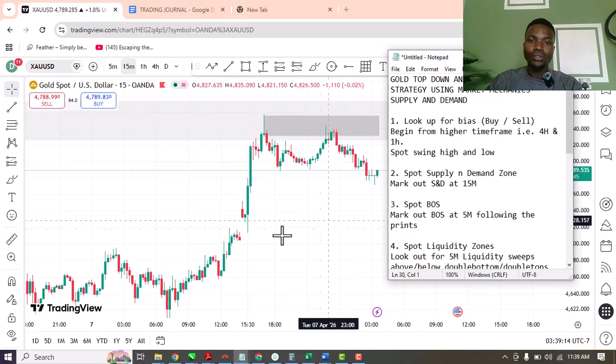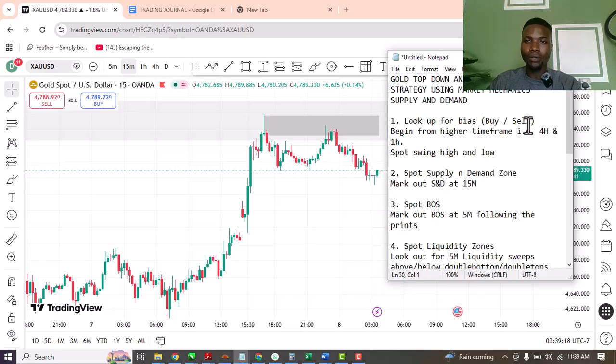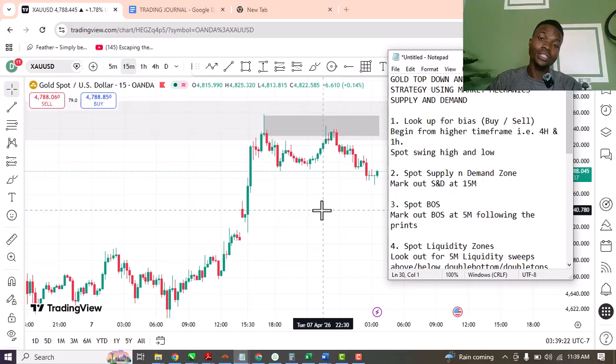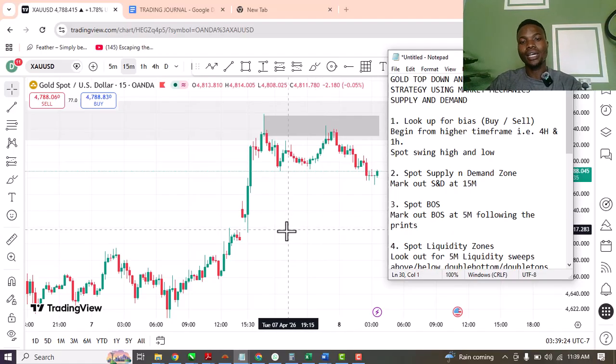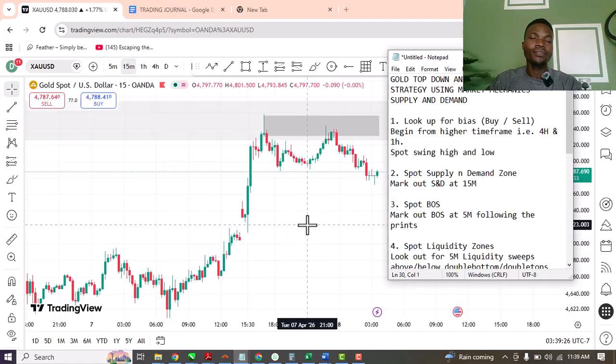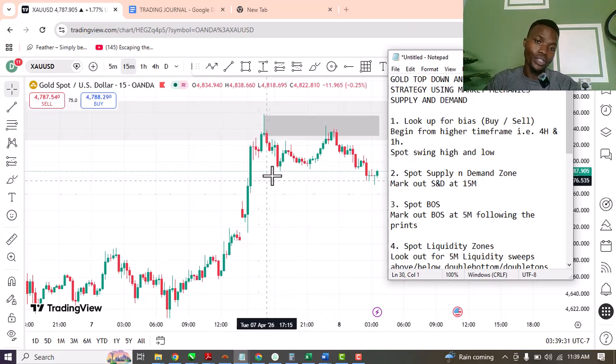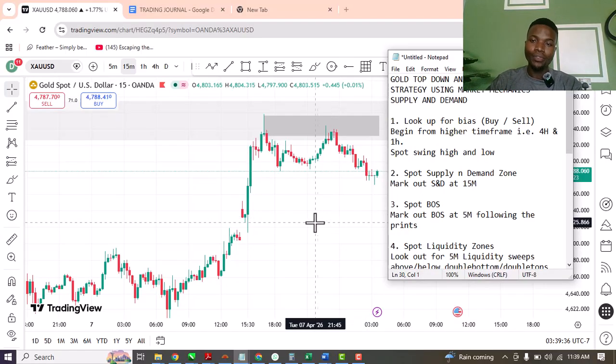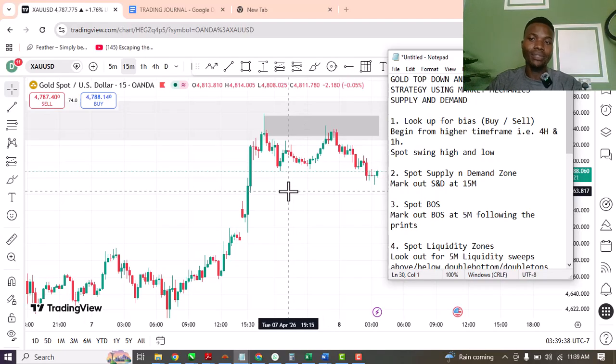Number one, look for buyers, either buy or sell. At this point in time, I cannot say that I want to buy or sell, because the direction of price is changing. Though price is in an uptrend, which means price is buying, and I'm supposed to look for a buy setup, presently let us just assume that we don't know whether to either buy or sell.